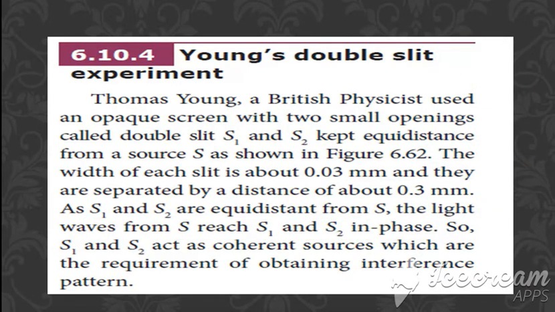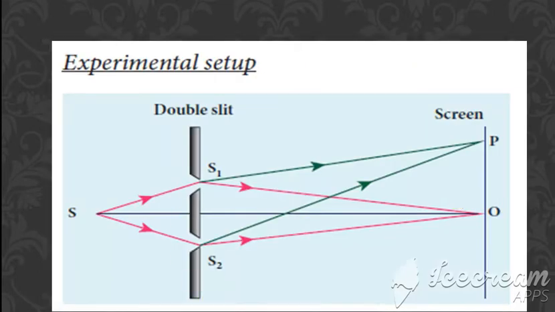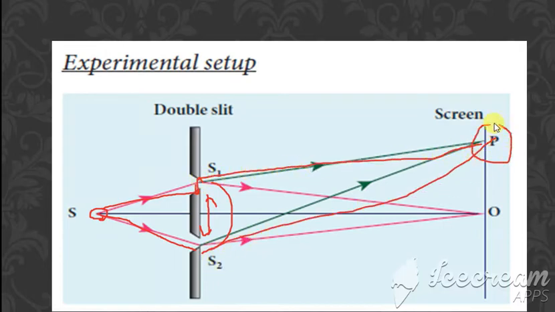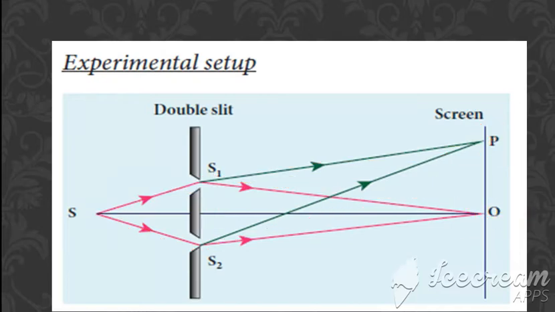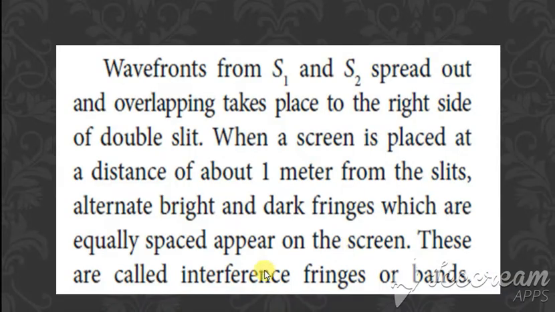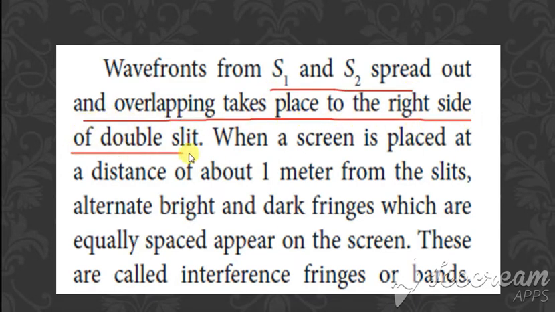Clear? And here we have the diagram. These are the two slits which are 0.03 millimeter wide, separated by a distance of 0.3. This is a source. From the source, light falls in phase, and so the two sources are said to be coherent sources. Then they form a wave at the point P on the screen, and this is also extended to the point O, which is at the center of the screen. The wavefronts from S1 and S2 spread out and overlapping takes place to the right of the double slit.